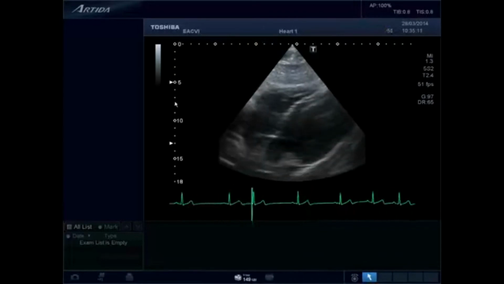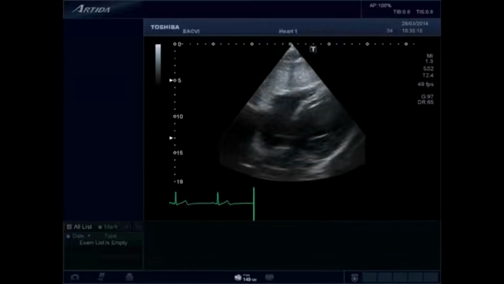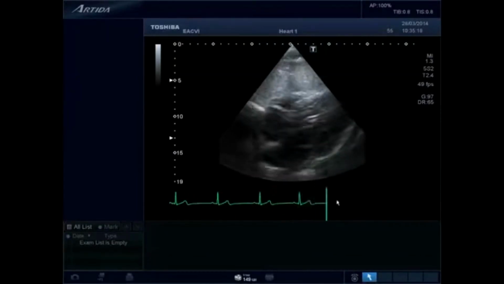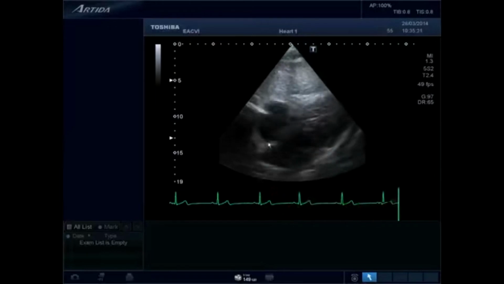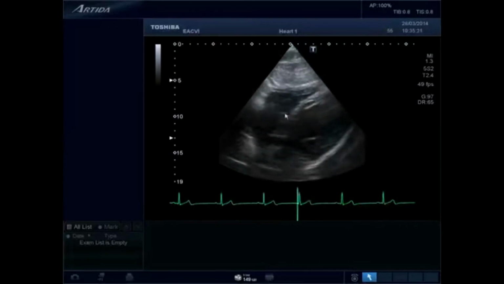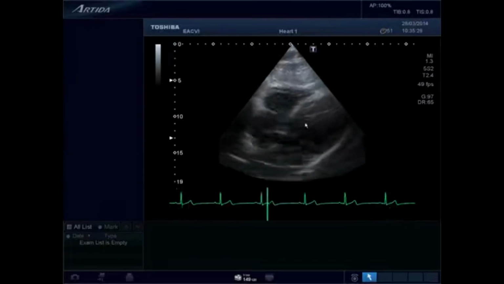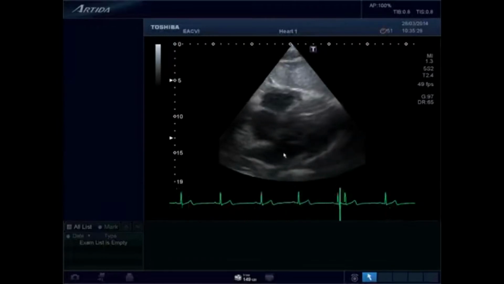Perfect. So I will increase the depth. And you can see here a 4-chamber view with the interatrial septum here. You can see here the tricuspid valve, the right atrium, the right ventricle, and here the left ventricle and the left atrium. So breathe.